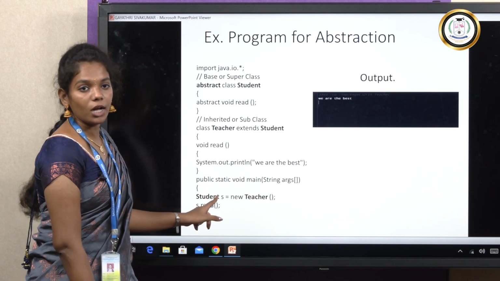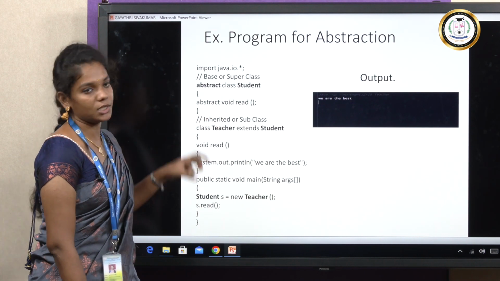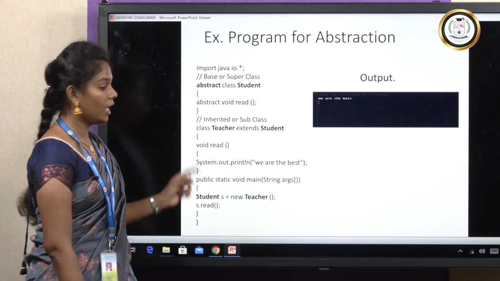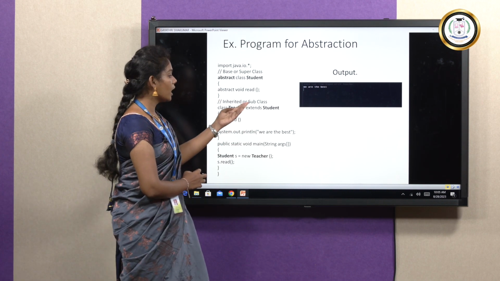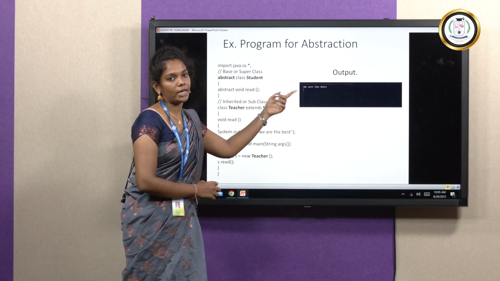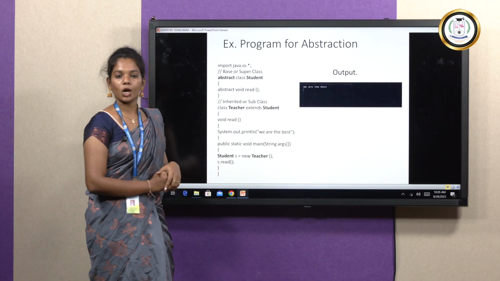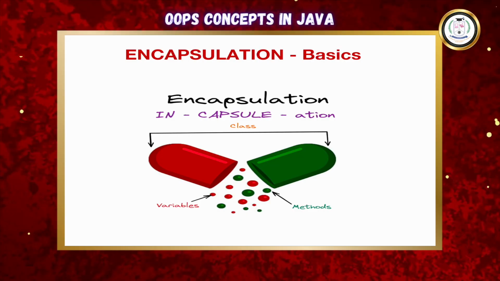Now I am going to call this object. So s dot, the method given is read. This is going to be my function. Once I close this and execute this program, whatever is given in my class, like your main function, is going to be my output: we are the best. So this is all about abstraction. Next we'll see what is encapsulation. In the picture, you must have seen this capsule, right?